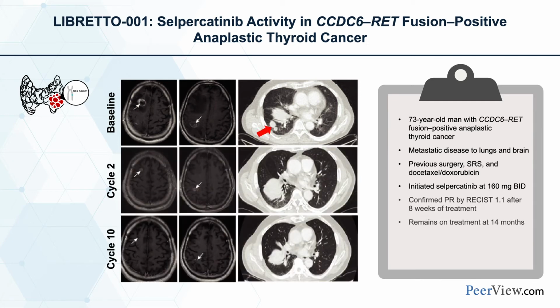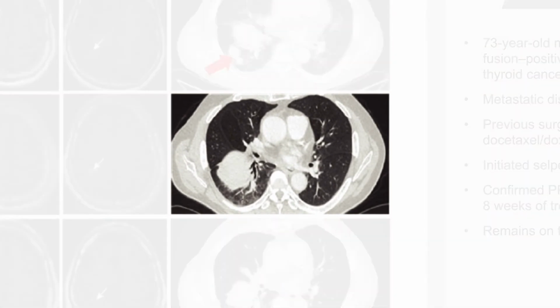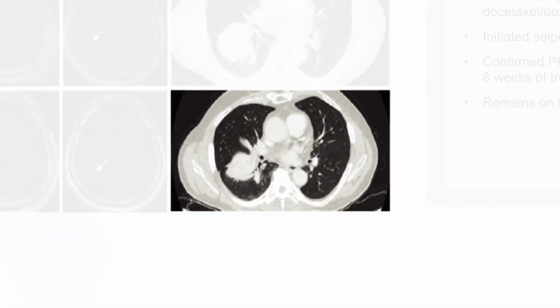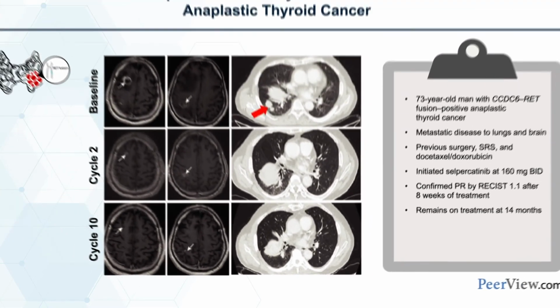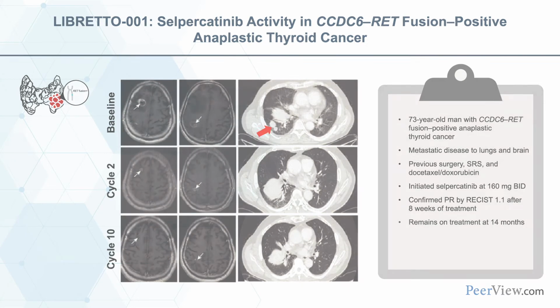They had a confirmed partial response by RECIST after 8 weeks of treatment. You can see here on the left how well the patient's brain lesions did in responding to the selpercatinib at baseline and then looking down at cycle 2 and cycle 10. However, from baseline to cycle 2, they had some progression of a lesion that was in their lung, but this stabilized and eventually got a little bit smaller. And this patient had a confirmed RECIST 1.1 PR at 8 weeks and remained on treatment at 14 months. Now, anyone who's treated anaplastic thyroid cancer will know that this is really a remarkable response.